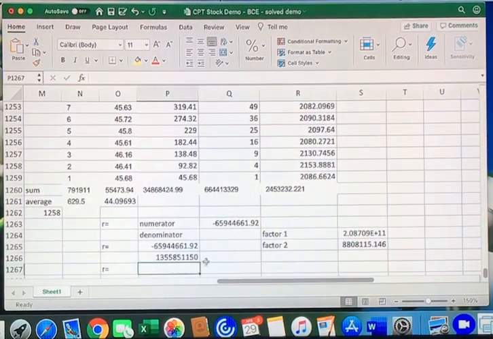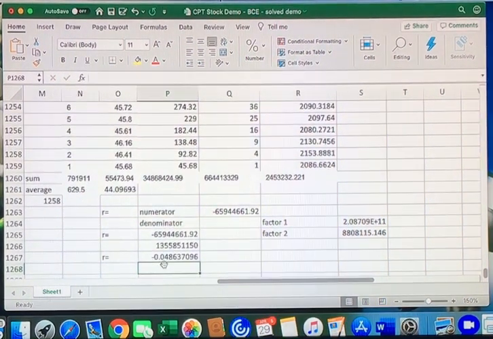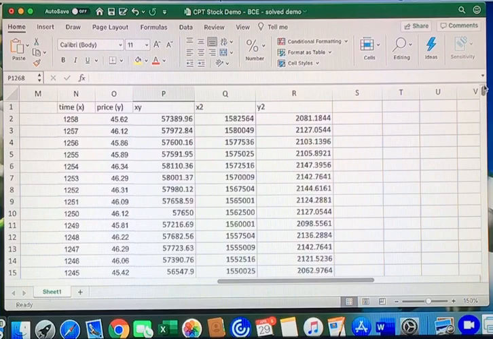Okay, and then I go equals, and I go my numerator divided by my denominator, and I get my R value, which is negative 0.0486. Not a very strong negative correlation. Okay? Now if you want to, you can go ahead and do a scatter plot to test to see if this is right and get yourself an R squared value.